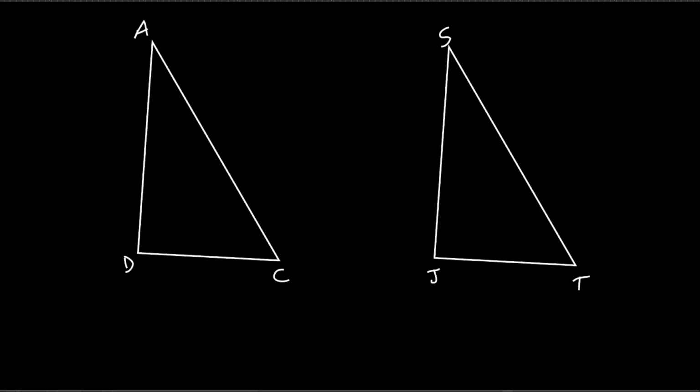So we've got these two triangles. Now, we know if we have two sides and the included angle on one triangle equal to two sides and the included angle on another triangle, then those triangles are congruent to each other, right? That's what we just learned.